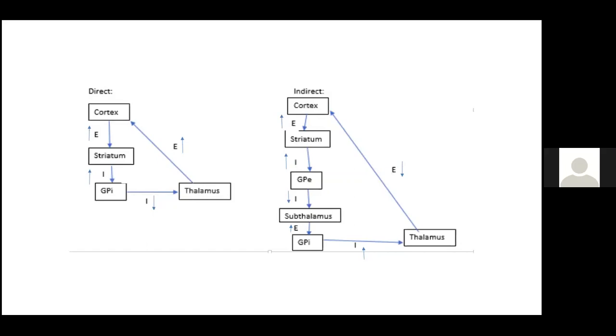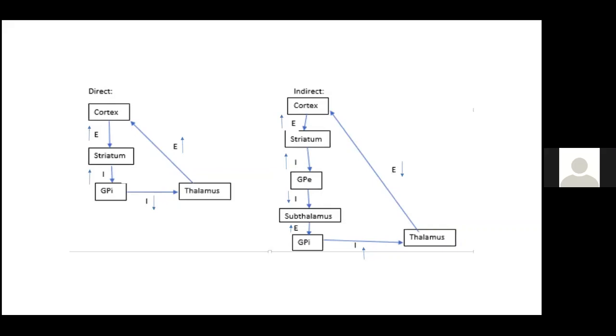Now the direct pathway, if we look at it on its own, the cortex excites the striatum. Because the striatum is excited, it has an inhibitory effect on the globus pallidus. So it inhibits the globus pallidus. Now, because the globus pallidus is now inhibited, it can no longer go and inhibit the thalamus. Between the globus pallidus interna and thalamus, it's an inhibitory pathway. Because the globus pallidus interna can no longer inhibit the thalamus, the thalamus is able to go and excite the cortex, because again, it's an excitatory pathway. And that's how the direct pathway excites the cortex.